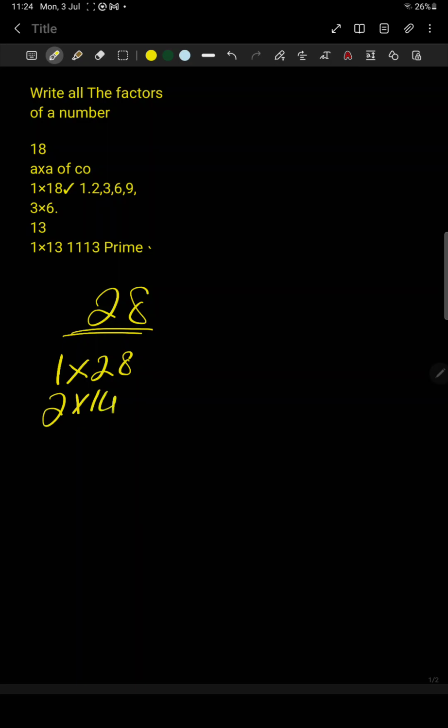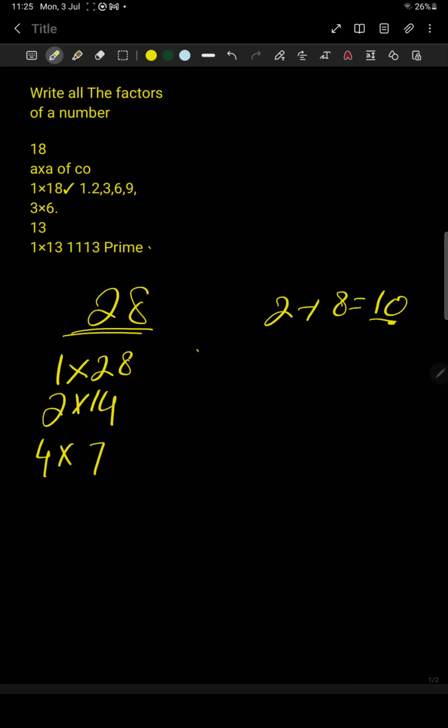14. Then 3: 2 plus 8 is equal to 10. 10 is not in the table of 3, it is not divisible by 3, so 28 is also not divisible by 3. So 3 is not a factor of 28. Then we will think about 4. Yes, 4 into 7 is 28. So we can factorize it in this way as well.